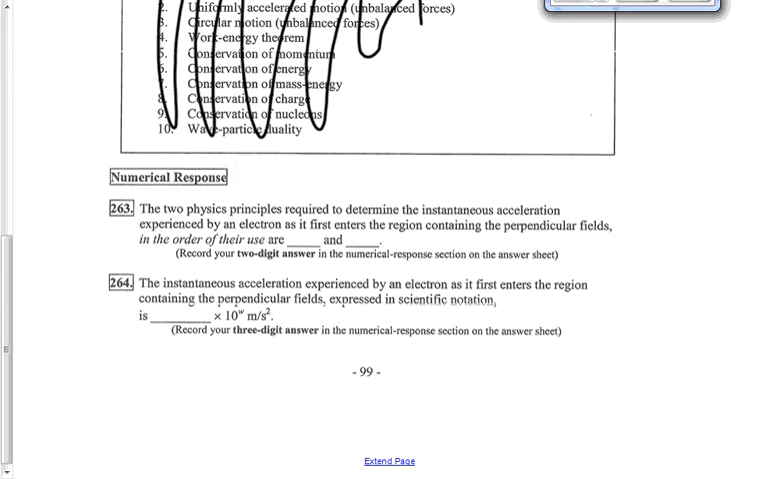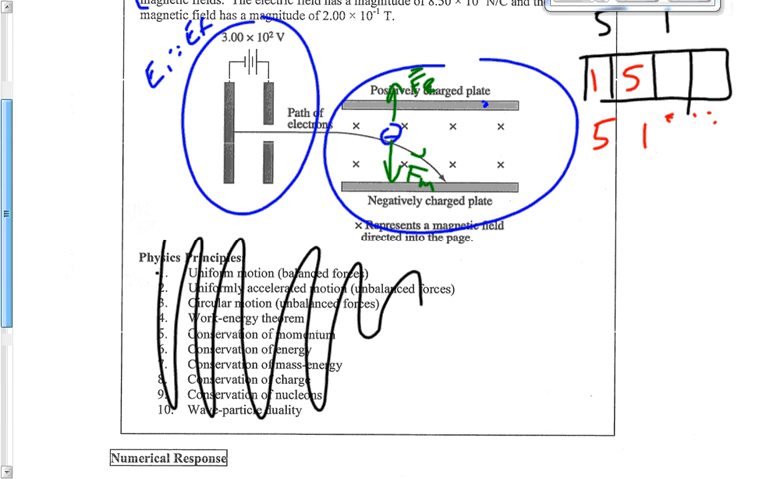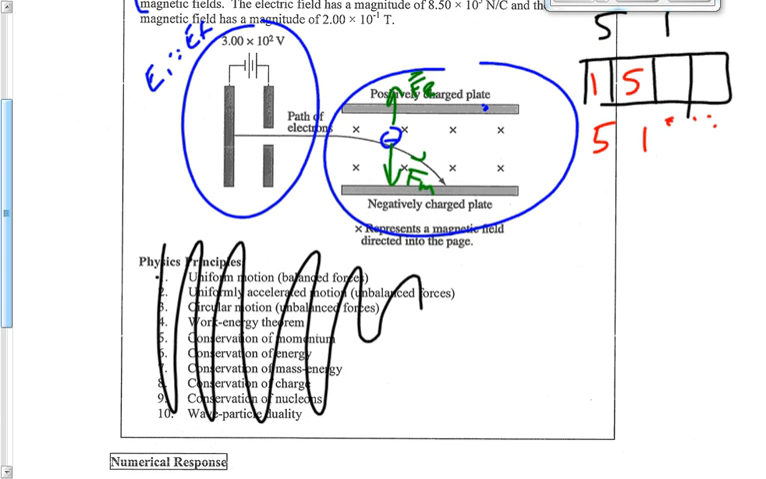All right, now let's solve the cases. First answer for me. Now when I look back at the diagram, I want to find the acceleration, right?